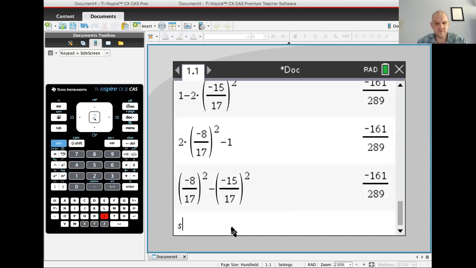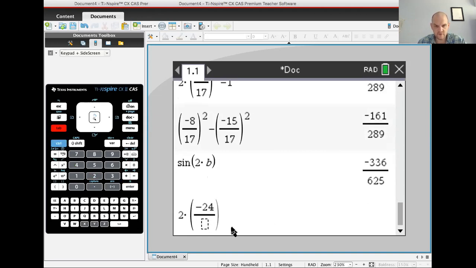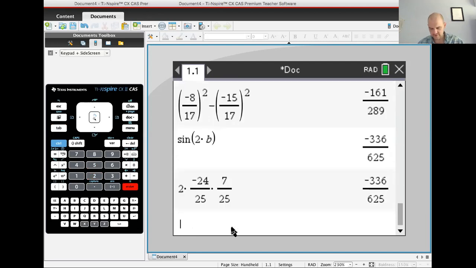All right, sine of 2b should be that. What we're going to get is 2 times negative 24 over 25, and what is it? Positive 7 over 25. So we get negative 336 over 625. And again, play around on the calculator, punch in buttons. It's reassuring. You know what you're doing because the calculator keeps confirming it.